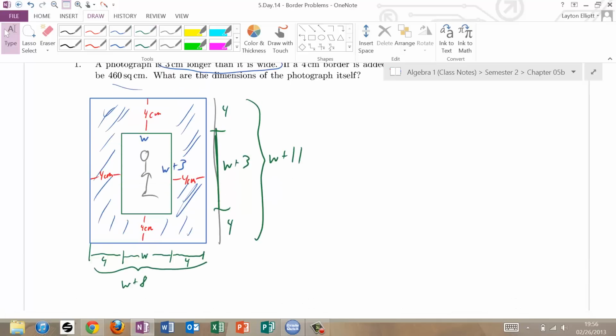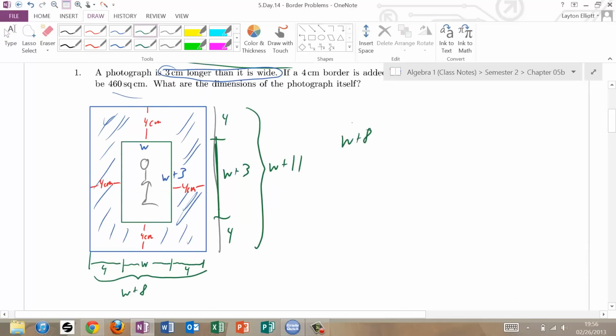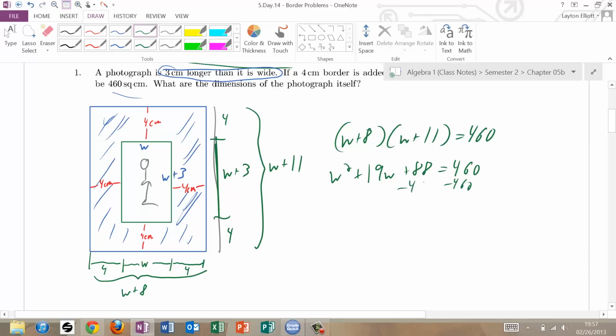And then I know the length times the width, (W + 8)(W + 11), is equal to 460. That's what we want to solve. Well, we're going to FOIL that out. W squared plus 8W plus 11W is plus 19W plus 88 equals 460. We want to set it equal to 0, so I'm going to subtract 88 from both sides. Subtract 460 from both sides, minus 460, minus 460.